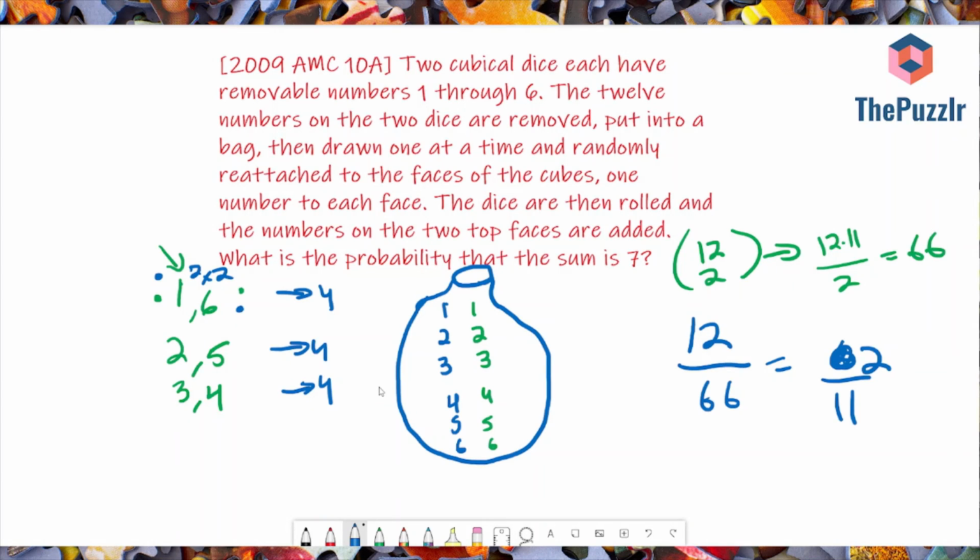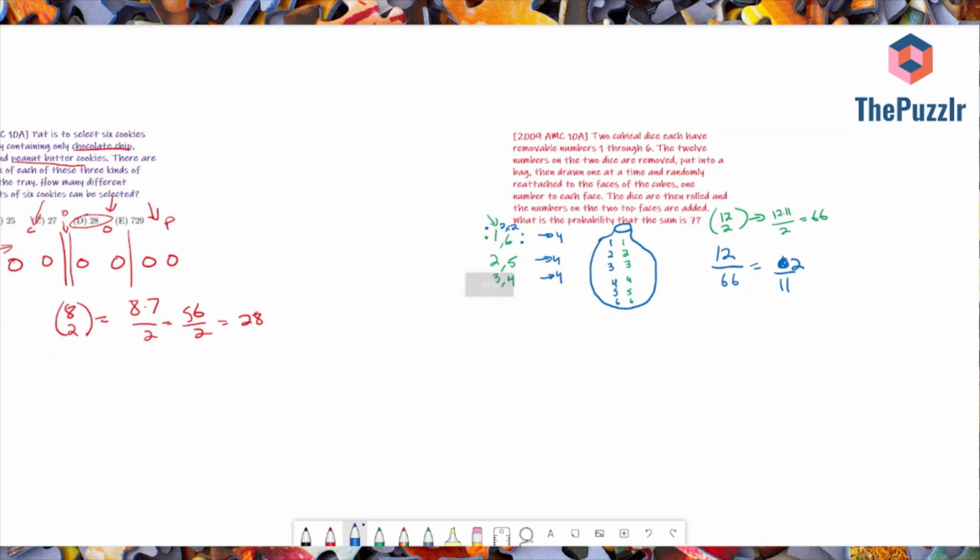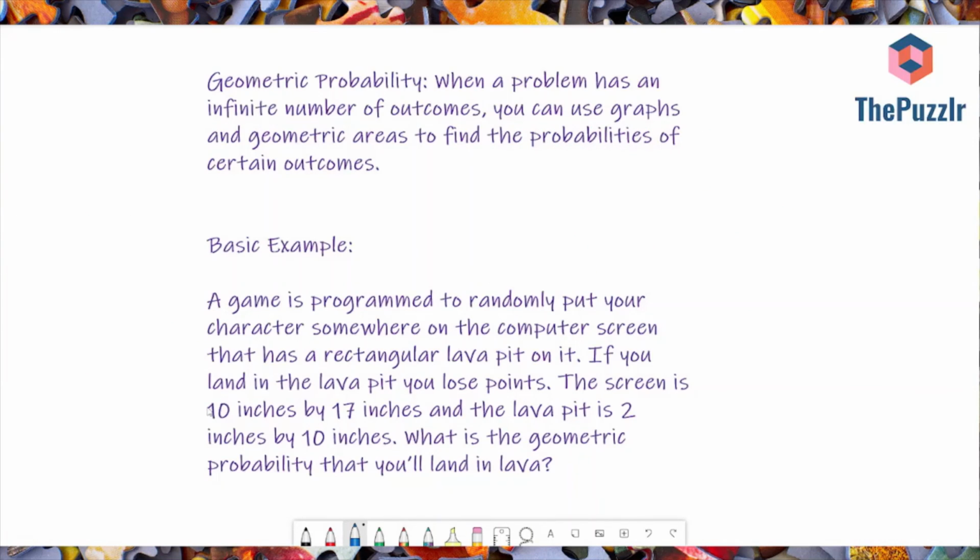Okay, let's move to the next and final part of our class, expected value and geometry. So geometric probability is when a problem has an infinite number of outcomes, and you can use graphs and geometric areas to find the probability of certain outcomes. So here's a basic example.